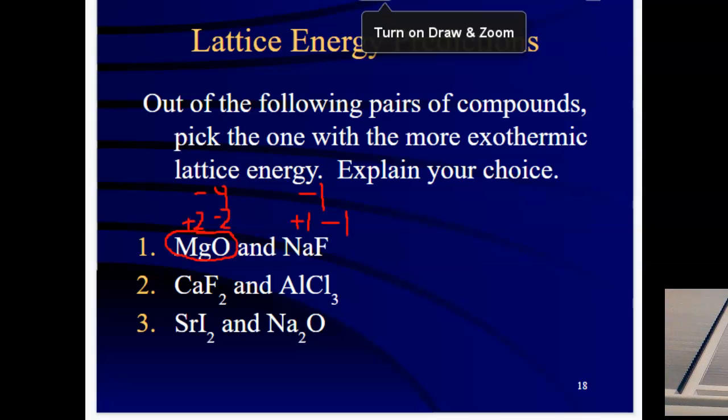Let's take a look at calcium fluoride and aluminum chloride. Calcium is a +2. Fluorine is a -1, so that's going to bring us to a -2 for those guys. And aluminum is a +3, and chlorine's a -1, so that's going to bring us to a -3. And so we see there that aluminum chloride is our winner. How about this last one? What do we got?